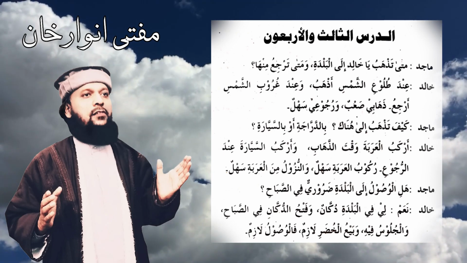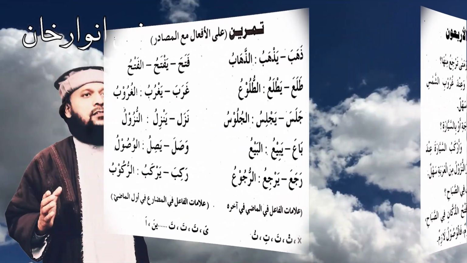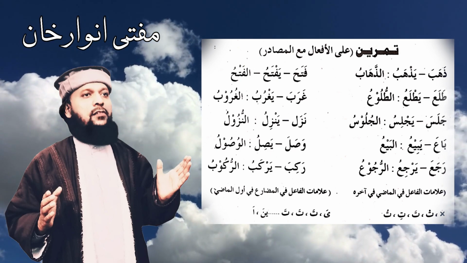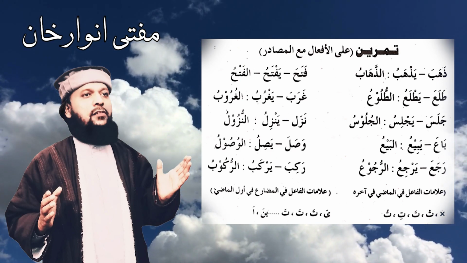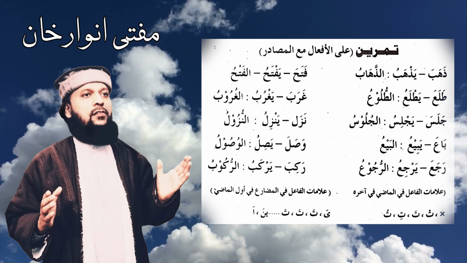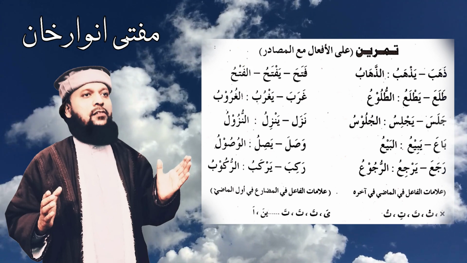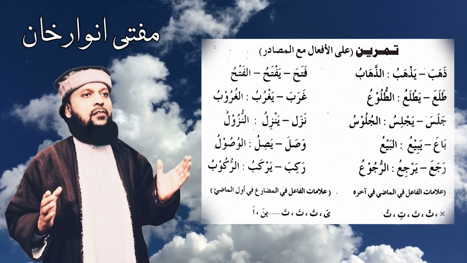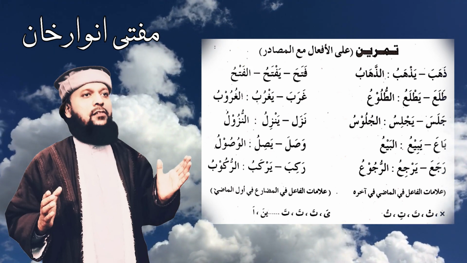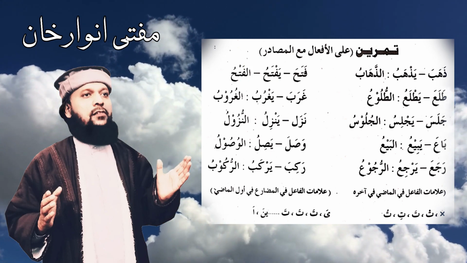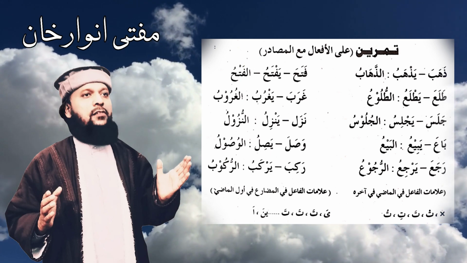Okay. Now we have tamreen ala al-af'al ma'a al-masadir. This tamreen is about the verbs with masdars. Dhahaba yadhhabu, fataha yaftahu. Dhahaba madi, yadhhabu mudari, al-dhahab verbal noun masdar. Fataha yaftahu, al-fathu. Al-fathu is the masdar verbal noun. Fataha is madi, yaftahu is mudari, and this means to open.